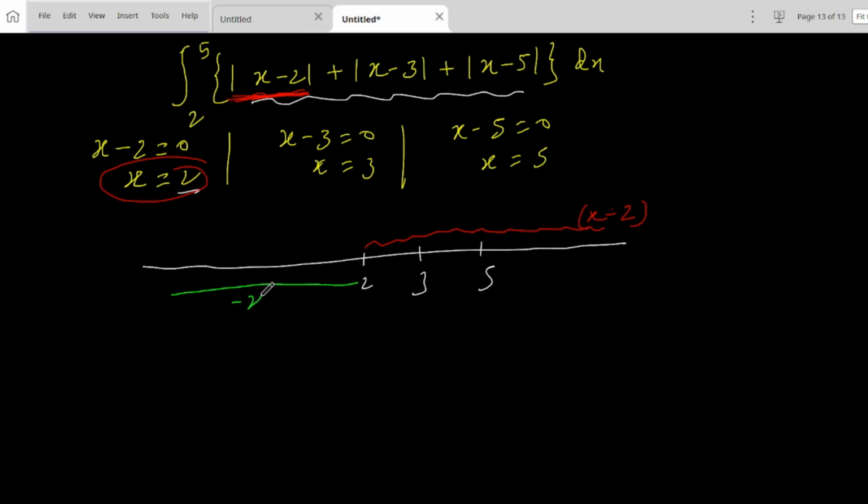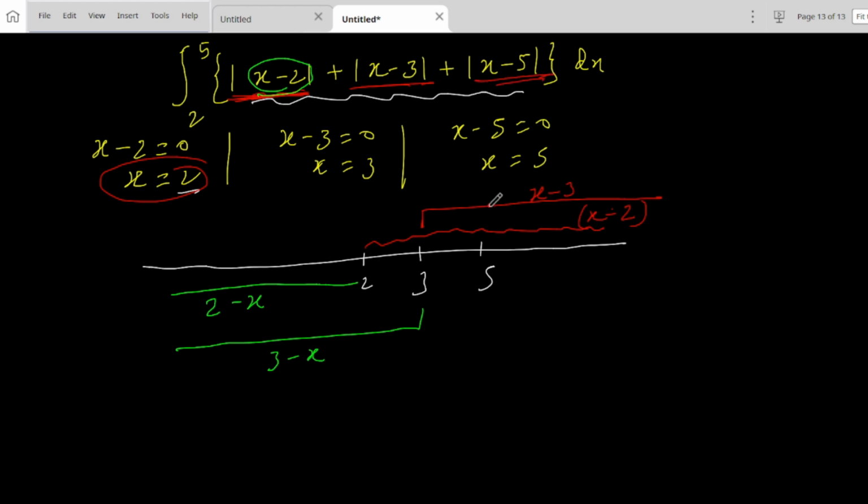So we may write minus of x minus 2, which can be written as 2 minus x. In the same way, when we consider the modulus sign from 3 to the right, this would be x minus 3, and from the left of 3 this would be 3 minus x. In the same way for 5, from 5 onward this is x minus 5, and from the left of 5 this is going to be 5 minus x.